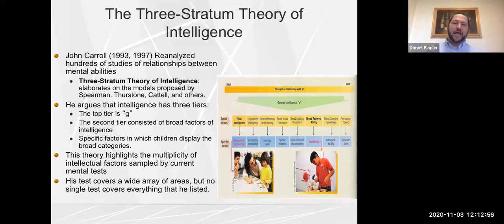So what I find brilliant about Carroll's three-stratum theory is that he attempts, and does a pretty good job, at reconciling debate. One person said the theory was X, another person said the theory was Y, and it turns out maybe each individual was correct, but was looking at it from a different vantage point.